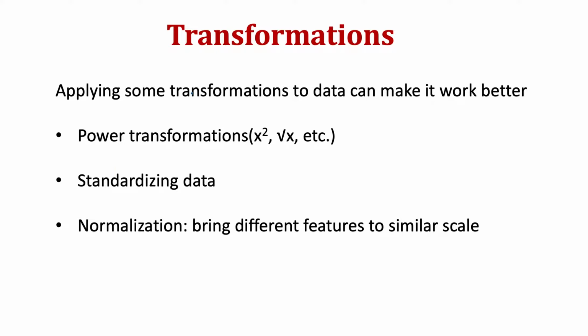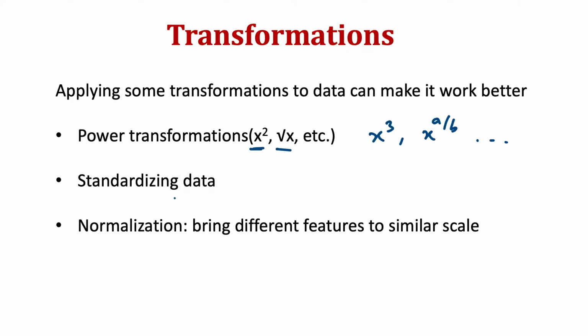Then we can also transform the data, and that would likely make your machine learning algorithm work better. One such common transformation is power transformation. For example, we do x square or square root of x or maybe x cube or some other power of x. So these can be power transformations.